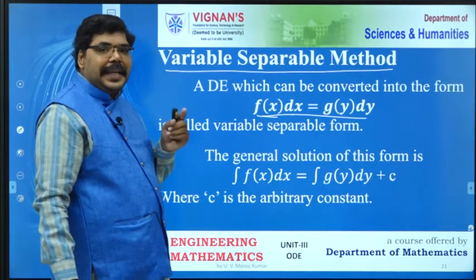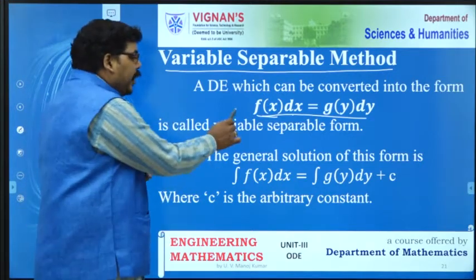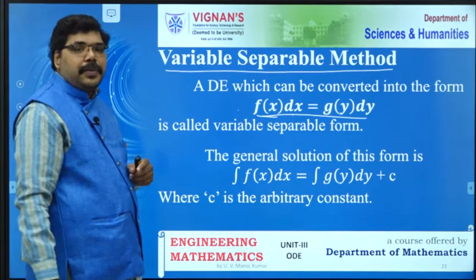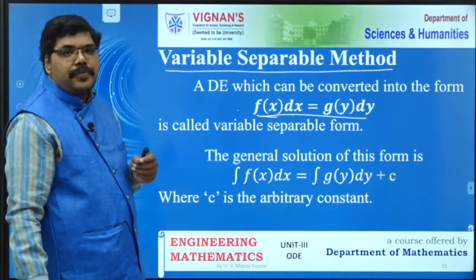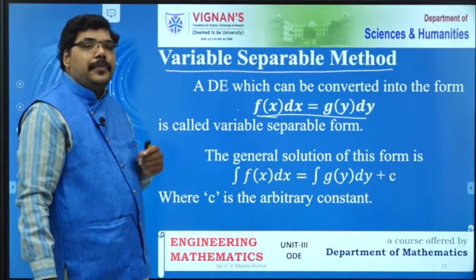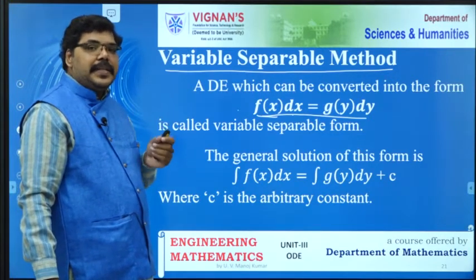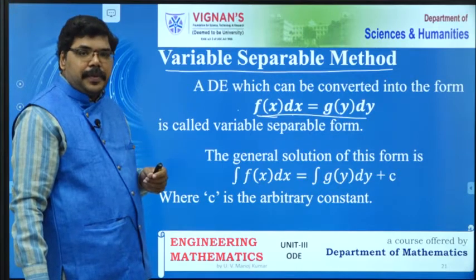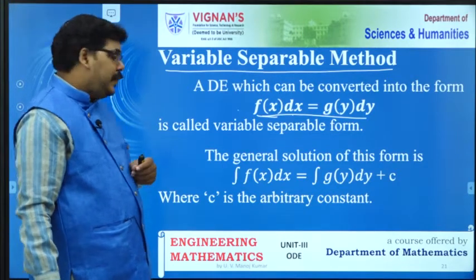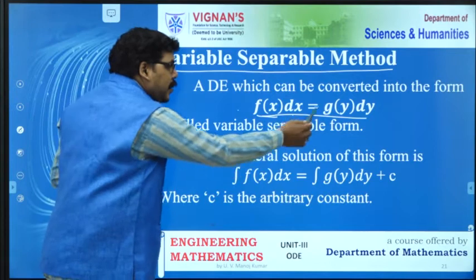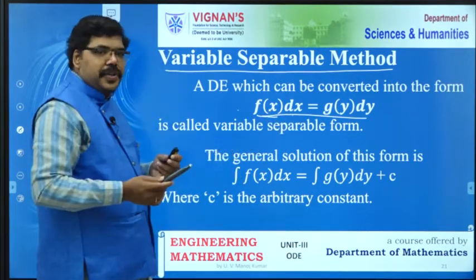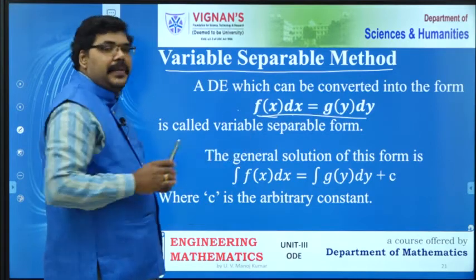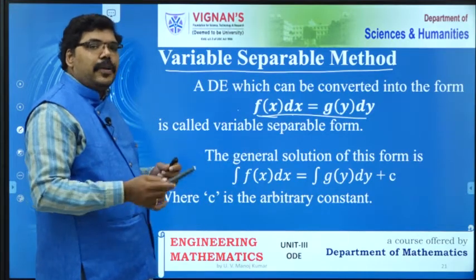And if the given differential equation can be written in this form, f of x into dx equals g of y into dy, then we say the differential equation can be solved by the variable separable method. And how to solve it? Since the variables are separated, the dx coefficient is a function of x, and dy is multiplied with a function of y. So integrate on both sides.